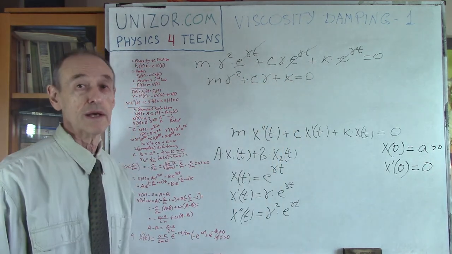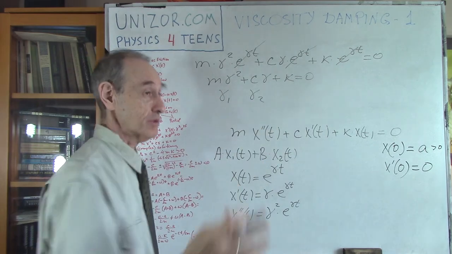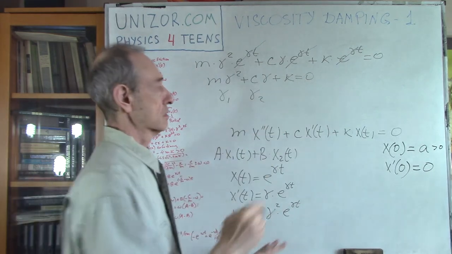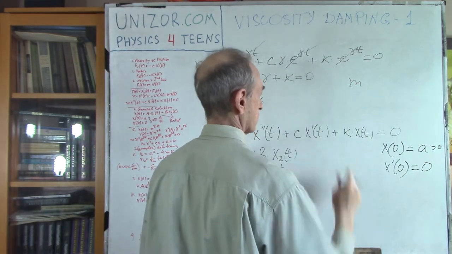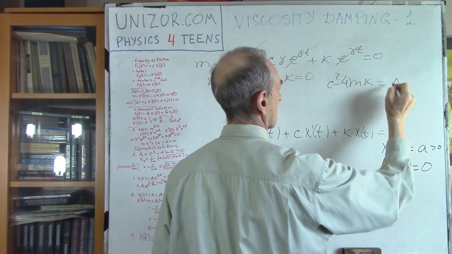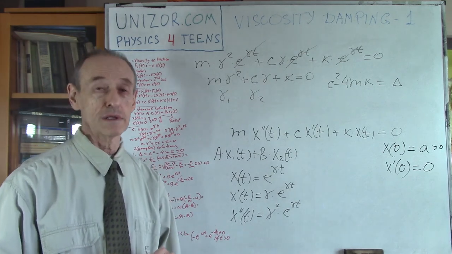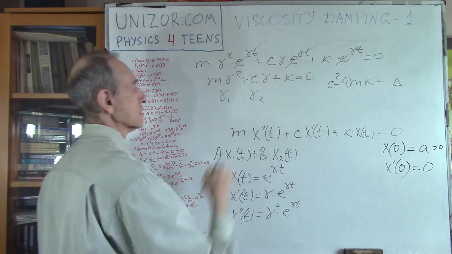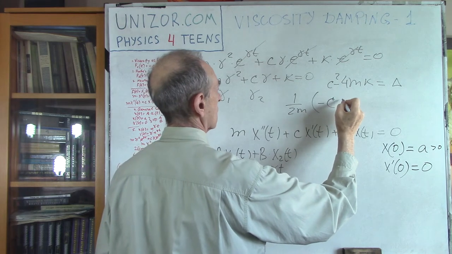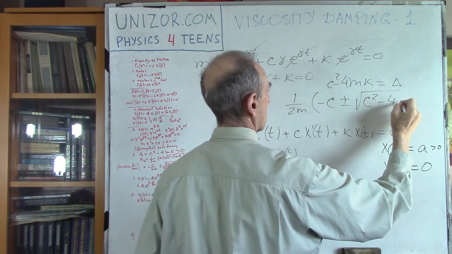From this quadratic equation, I can find two solutions, two different gammas. Generally speaking, complex, but it all depends on the discriminant of this quadratic equation. Remember, c square minus 4mk. This is called discriminant. So if it's positive, then I will have two different real solutions. Because the solution to this thing is equal to 1 over 2m, minus c plus minus square root of c square minus 4mk.